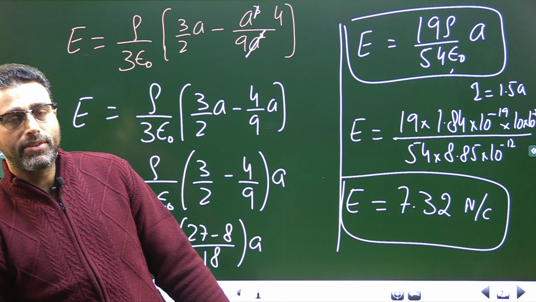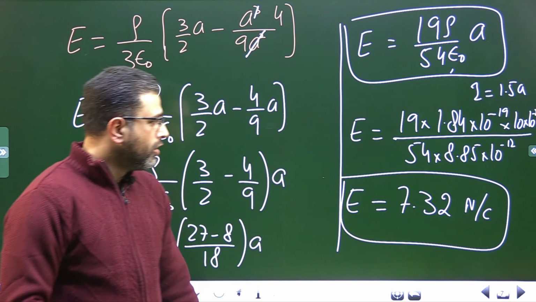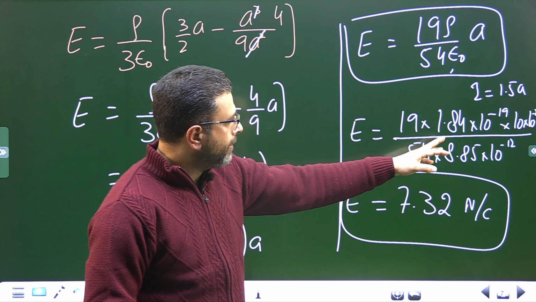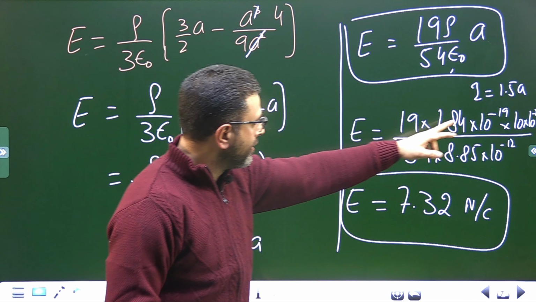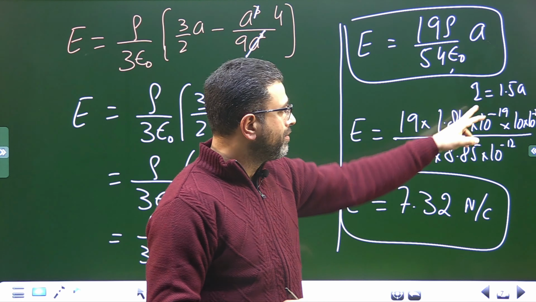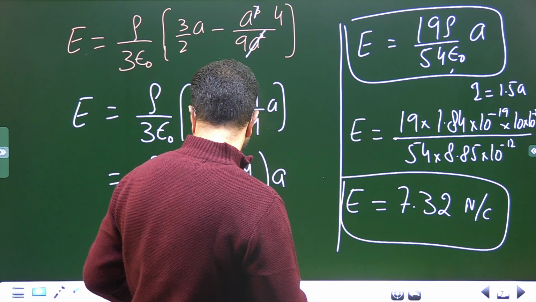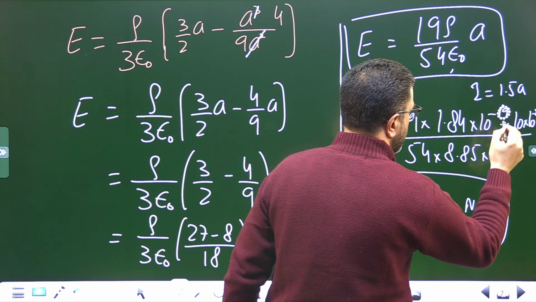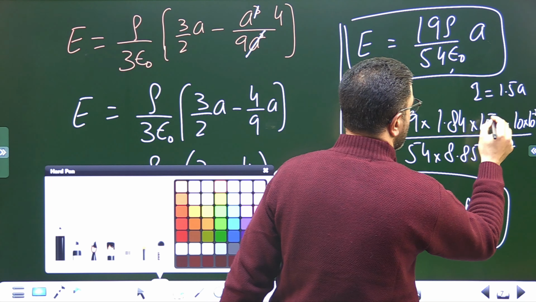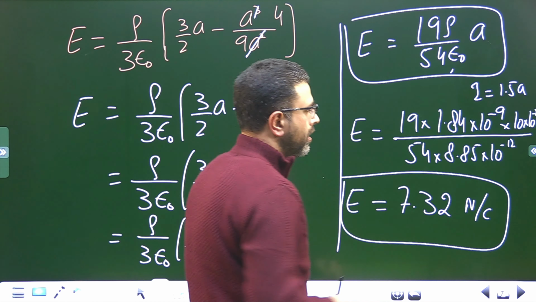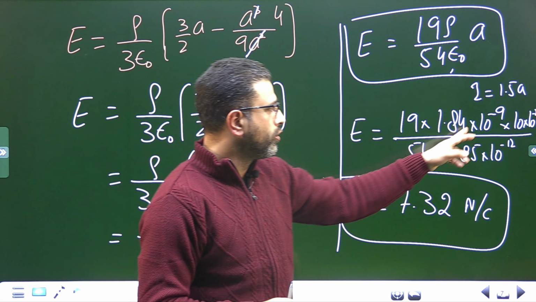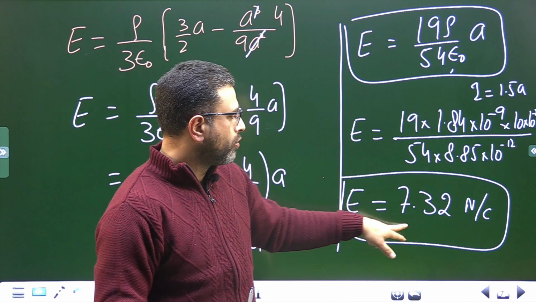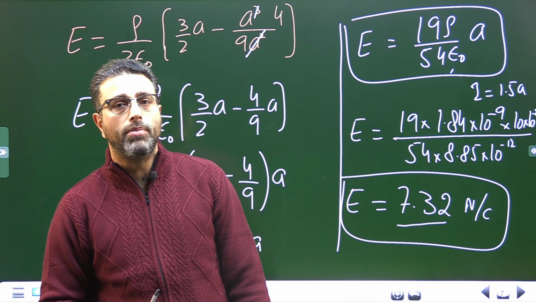7.32. Note that rho, 1.84 nanocoulomb, is 10 to the power minus 9, not minus 19. Just minus 9. So just to convert nanocoulomb to coulomb, 10 to the power minus 9. So this comes out to be 7.32 Newton per coulomb.